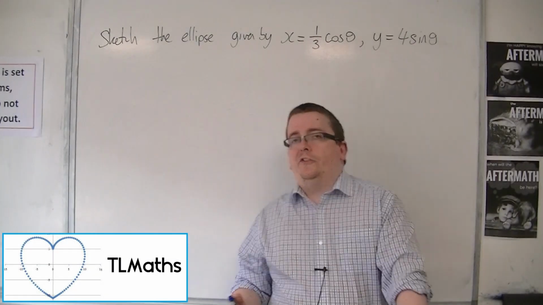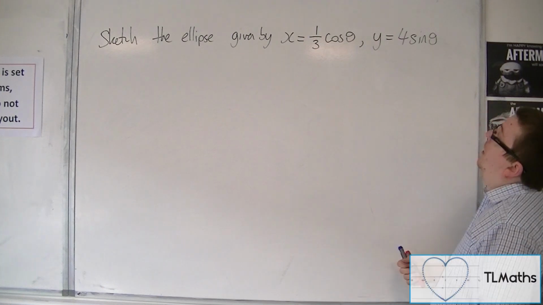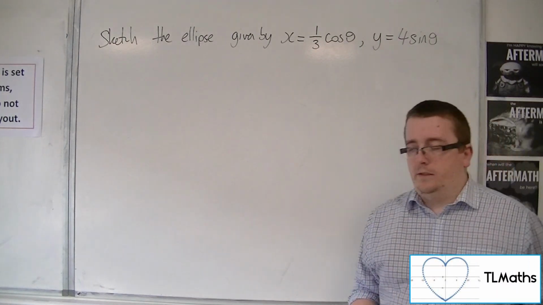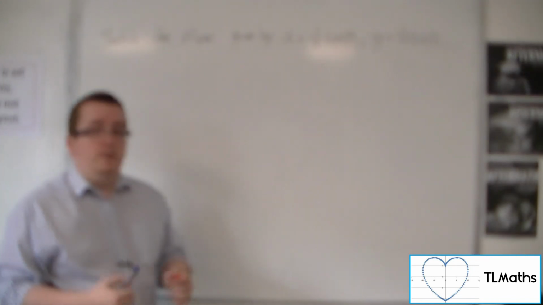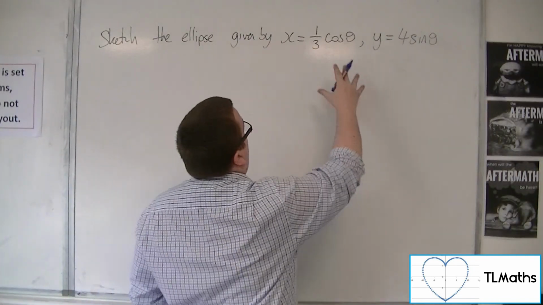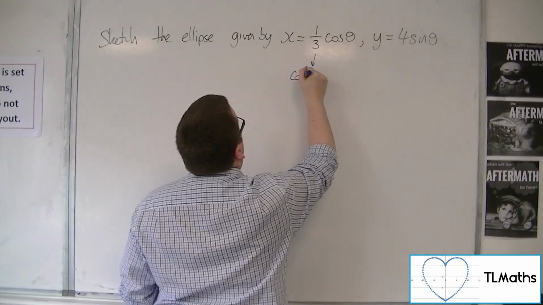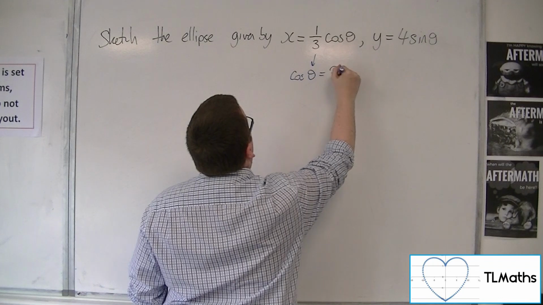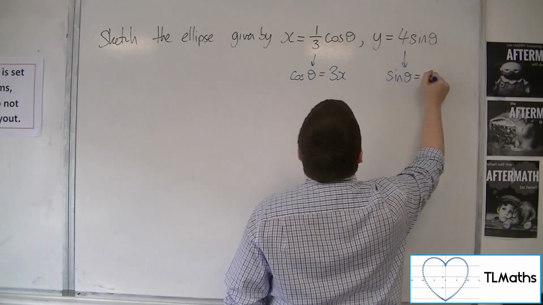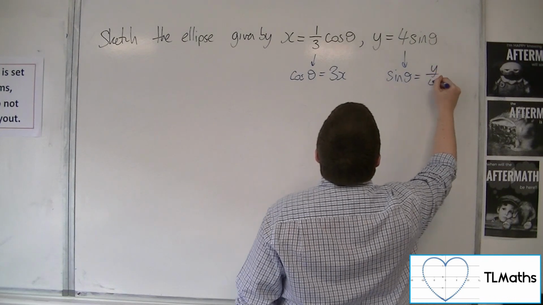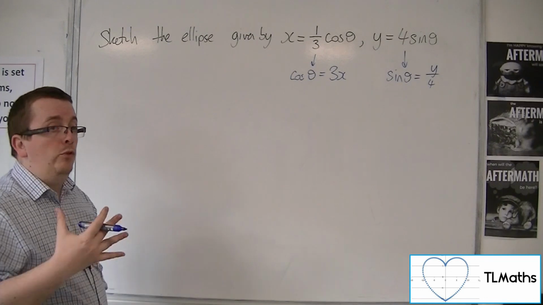Let's say I've been asked to sketch the ellipse given by x equals 1/3 cos theta and y equals 4 sine theta. So what I can do is rewrite both of these equations as cos theta equals and sine theta equals. So cos theta is equal to 3x and sine theta is equal to y over 4. And then you can substitute them into sine squared plus cos squared equals 1.